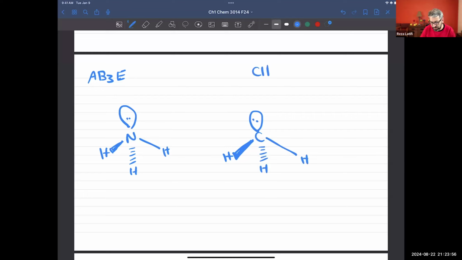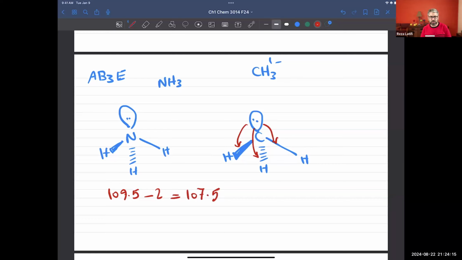This is CH3 minus 1, and that one is NH3. You have a lone pair. The lone pair is going to push down, and it's going to drop the bond angle from 109.5 by 2 degrees, and that's going to be 107.5. So in both cases, the bond angle is going to be around 107. Now the left side nitrogen has 0 formal charge, while here carbon, because it has 5 electrons around it, has a minus 1 formal charge.